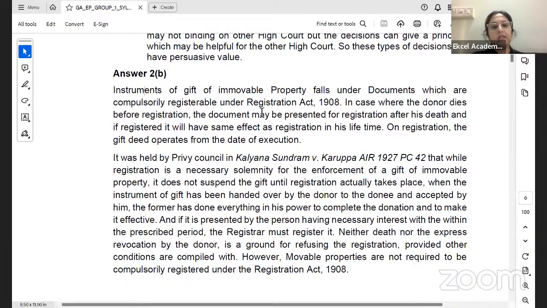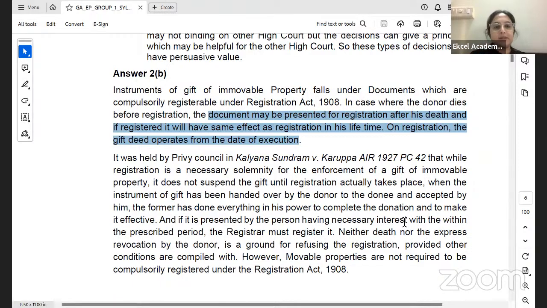So we know that it needs a compulsory registration. When it comes to immovable property, definitely the registration is compulsory. That we know from the Registration Act. So then, if a donor dies before registration, then the document may be presented for registration after his death. See, if he has done all the other procedures and only registration is pending and he dies, then after death also you can get it registered and it is 100% valid.